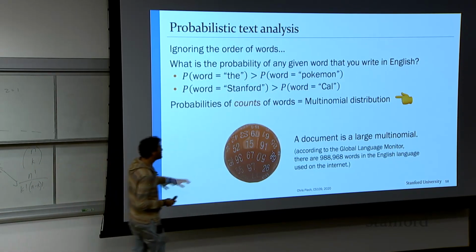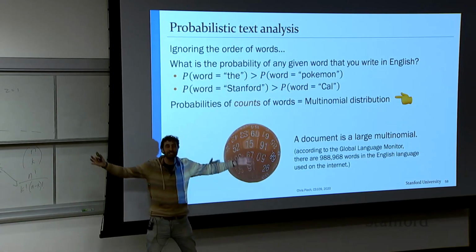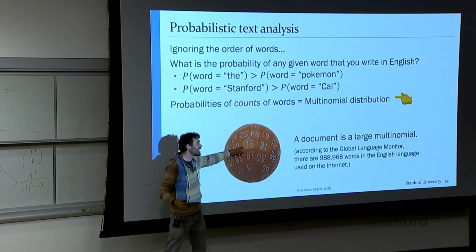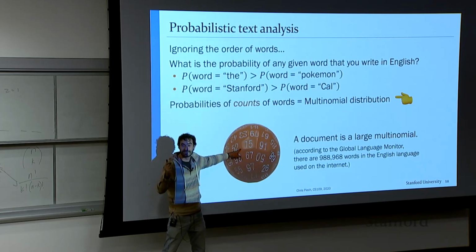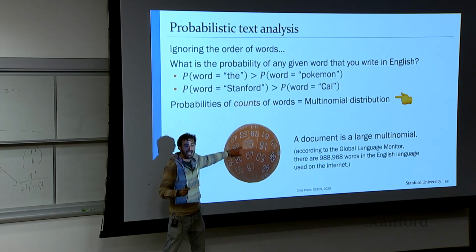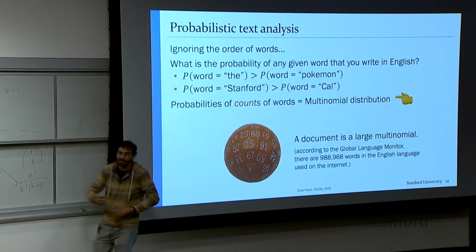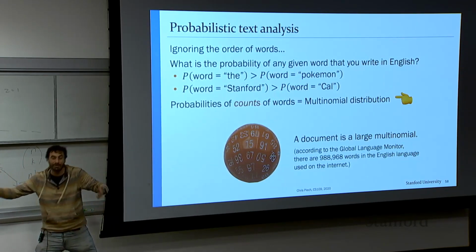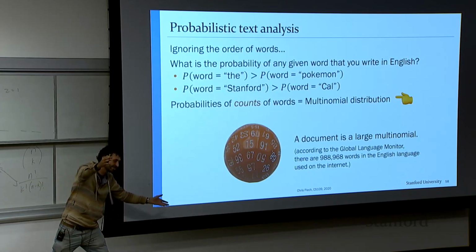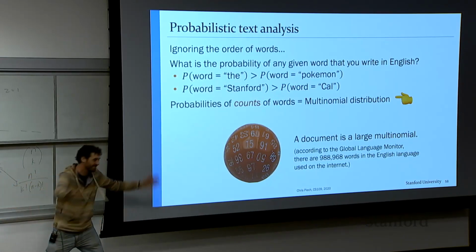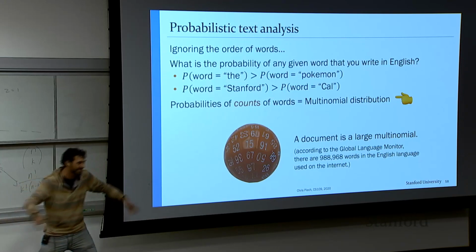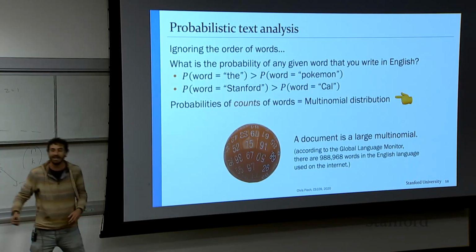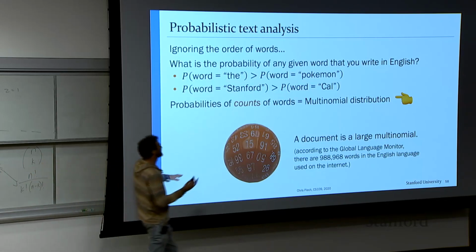We're still going to be doing that, but now our dice is this massive dice. And on this massive dice, there's an outcome for every word in the English language. And not every outcome is going to be equally likely. So you have this big dice with every word. It's got Pokemon somewhere, it's got Stanford somewhere, it's got Cal somewhere. And when you're writing your document, it's like you roll your dice and it says the. You roll your dice again, it says best. You roll your dice again, it says class. Roll your dice again, you get is. Roll your dice again, CS109. And the claim is, just kidding.